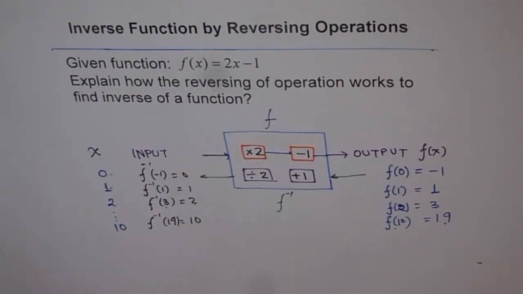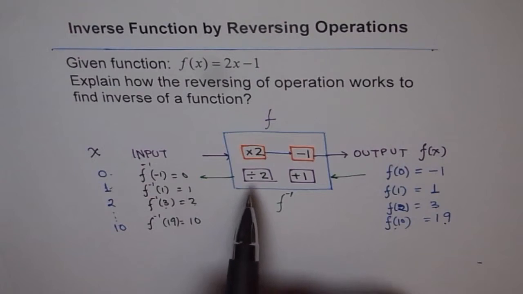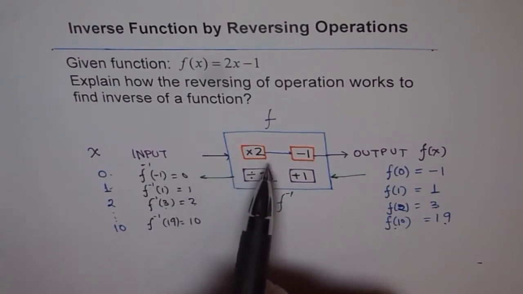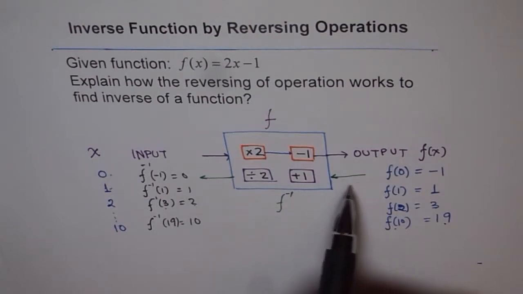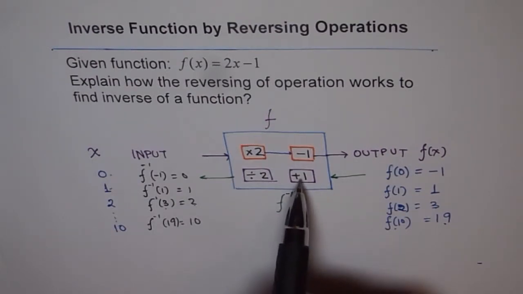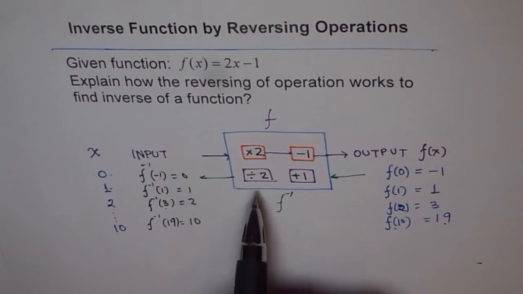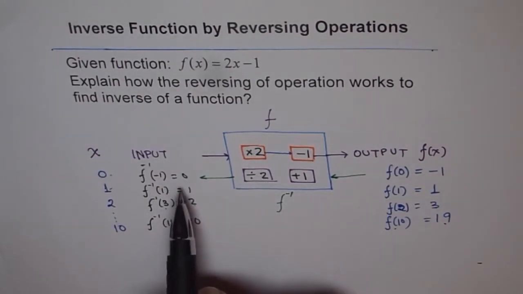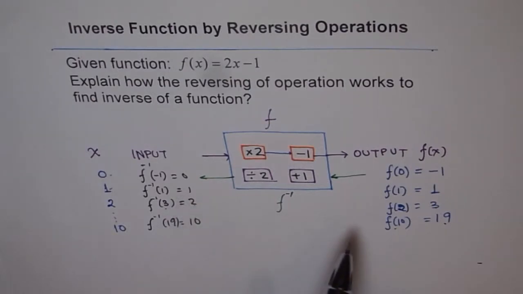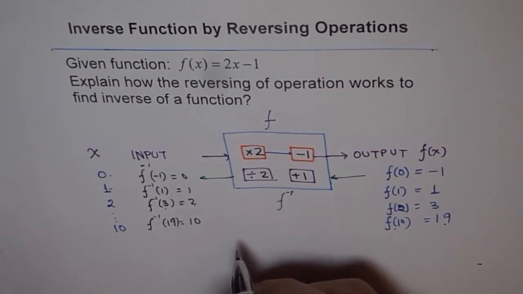Do you see that? What did this machine do? It did an operation first while going, which was times 2 minus 1. And for inverse, we did the reverse operation. That is plus 1 instead of minus 1 and divide by 2 instead of times 2 to get our result back. That is the concept behind the inverse function. I hope you appreciate it. And in a nutshell, I can summarize this with a very simple thing.